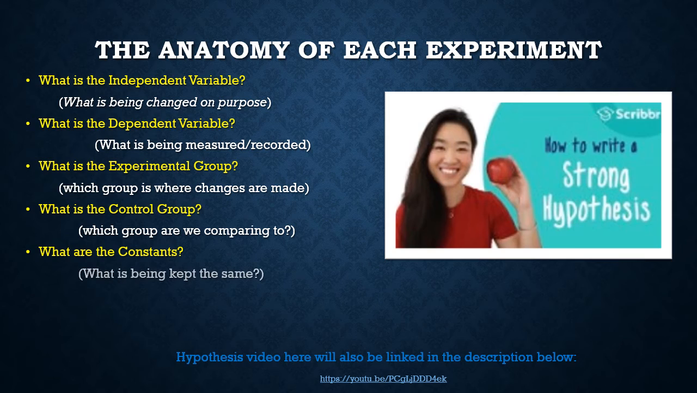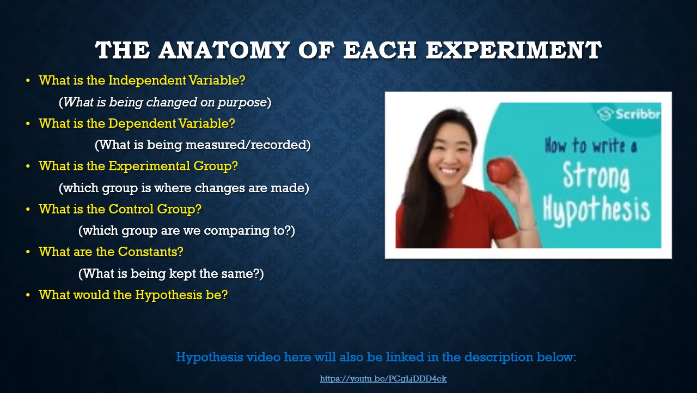Constants are kind of self-defining. These are what are being kept the same between both the experimental group or groups and the control group or groups. What is it that you must make sure is the same? Do you have to have the same amount of time, the same amount of space, the same location, same lighting? All these different things come into play. So constants are those things that are being held literally constant.